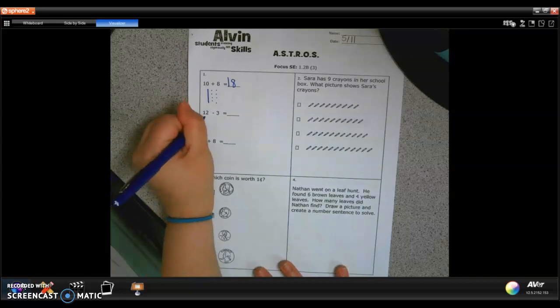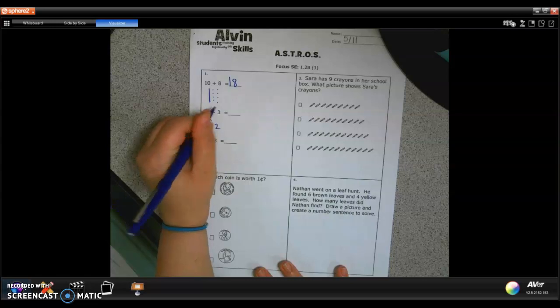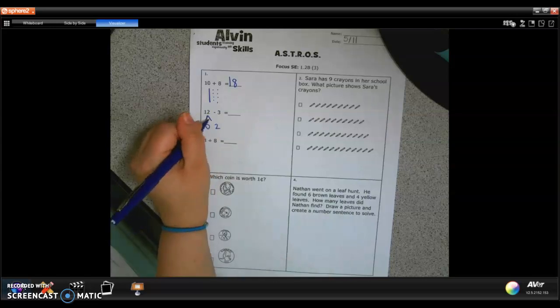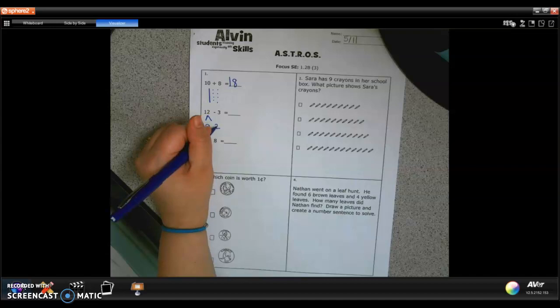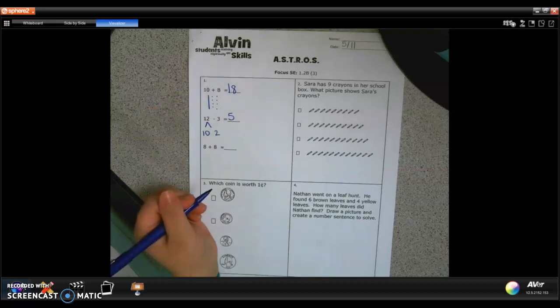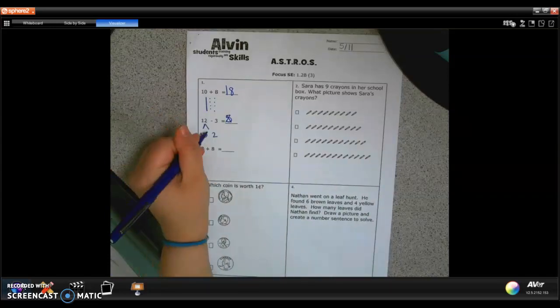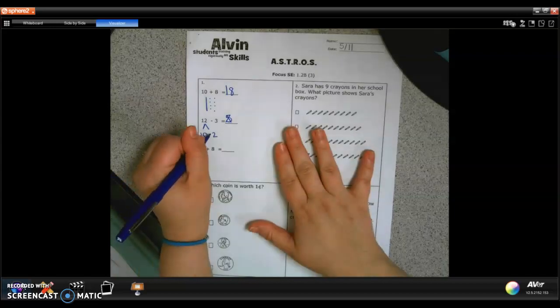12 minus 3. Well, I know I can break 12 into 10 and 2. So I'm going to say 10 minus 3 is 7, minus 2 more is 5. You don't have to solve it that way. Oops, and that's not correct. Okay. 12, 11, 10, 9. So that would be 9.